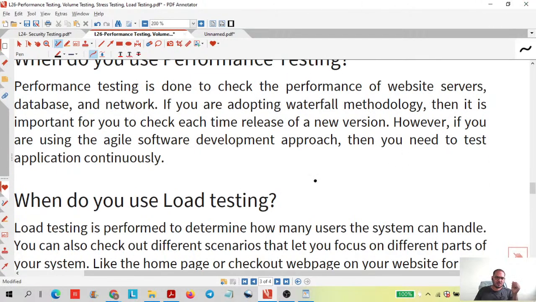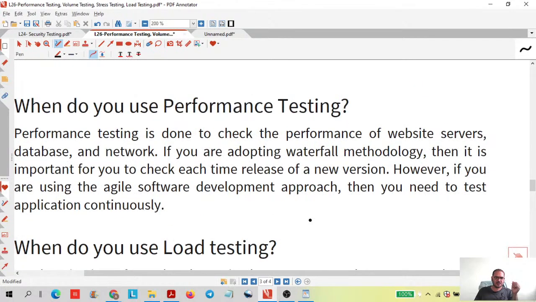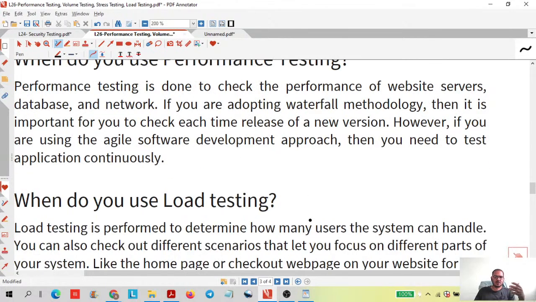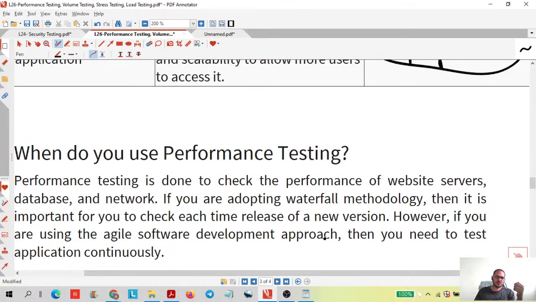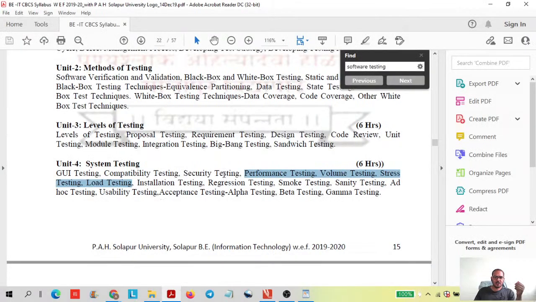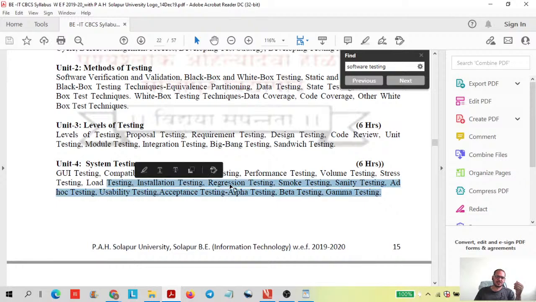In the next class we'll have a discussion on other types of testing, system testing, like installation testing, regression testing, smoke testing, sanity. These are all types of system testing.